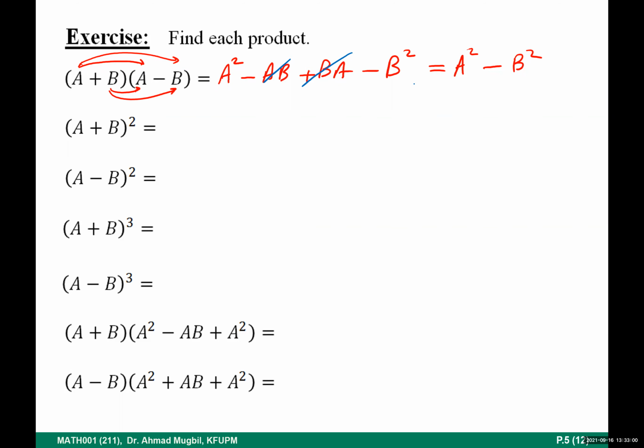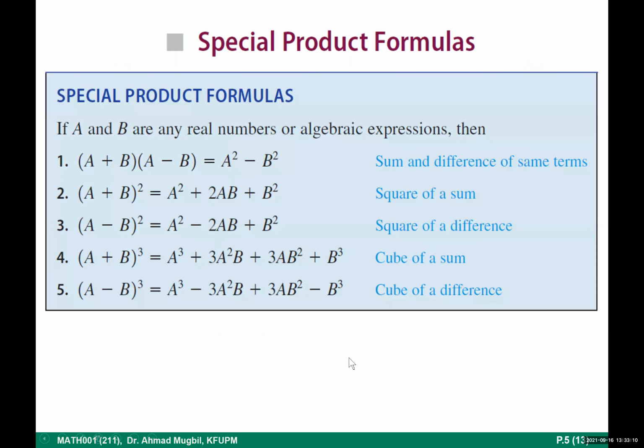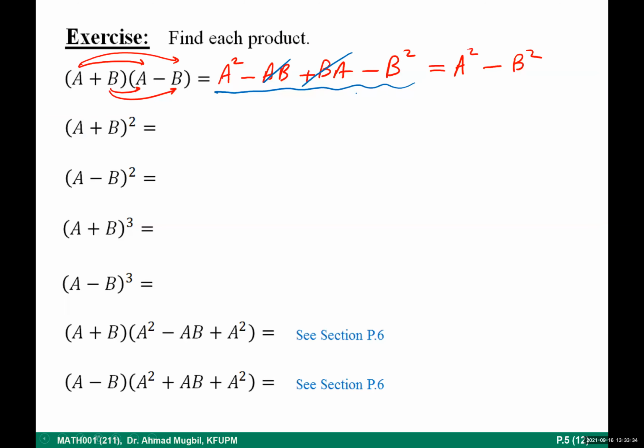So now, ya shabab, you don't need to do this. If I ask you next time, what is a plus b times a minus b? It is a squared minus b squared. And this is the formula that we have. This is the first formula from the special product formulas. The product of the sum of two terms with the difference of the same terms equals a squared minus b squared: the first term squared minus the second term squared. Later, in P6, we will call this difference of squares.